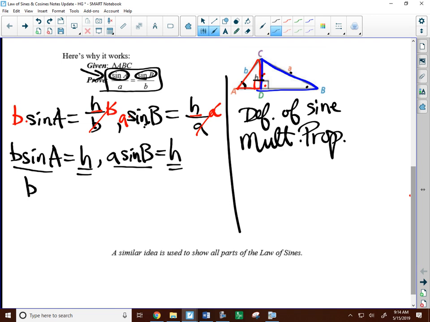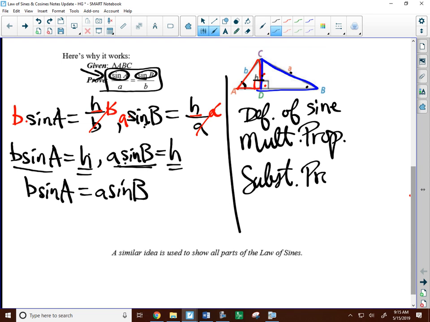B sine A equals A sine B. So what I really did was we just plugged this one in over here. We really substituted. So that's the substitution property.